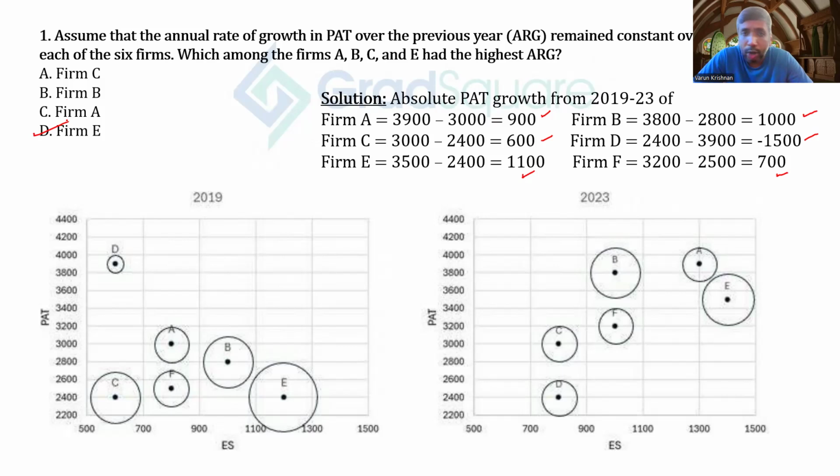It's basic subtraction. You have to find out the value of PAT in 2023. From that, you have to subtract the PAT of 2019. You don't have to calculate any average. So things like this ARG make the question seem difficult. It seems like I might have to apply compounded annual growth rate or simple annual growth rate, but that's not been asked. If absolute growth has been maximum, that means that average growth has also been maximum, because the same growth is happening over the course of the 4 years. So this is all that we have to understand to solve this question. So the answer, of course, is option D, firm E.